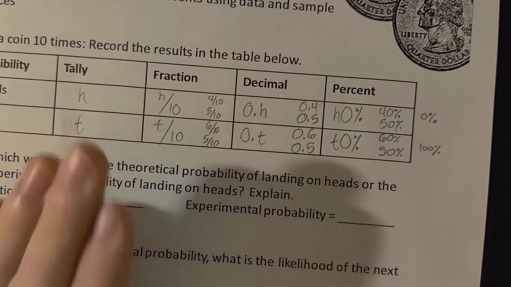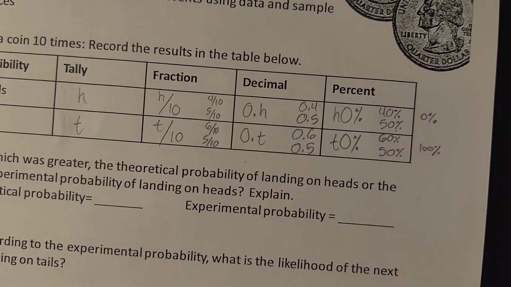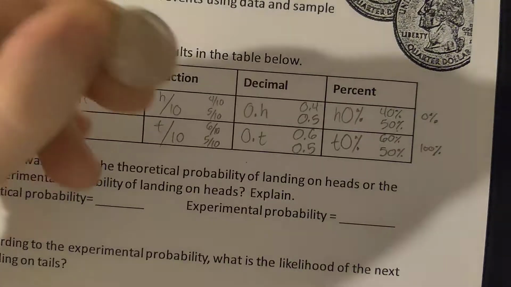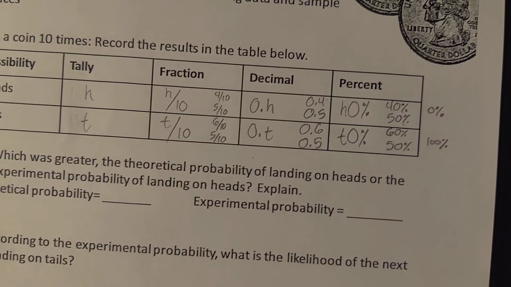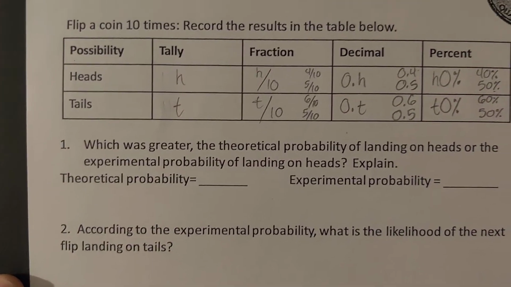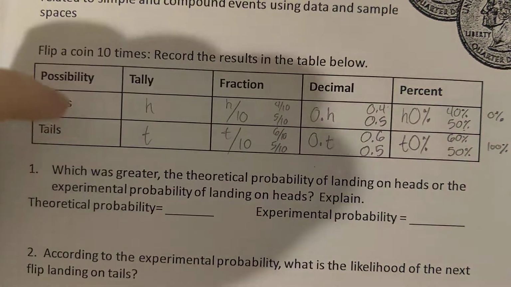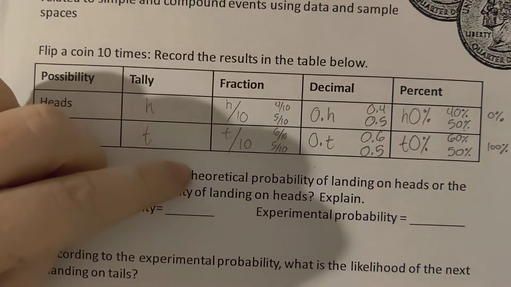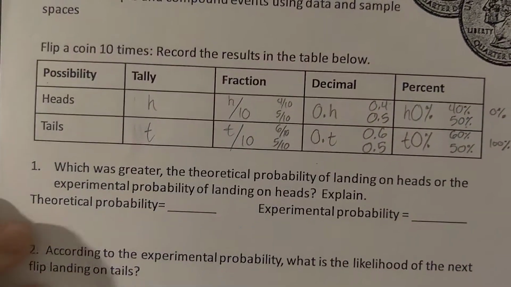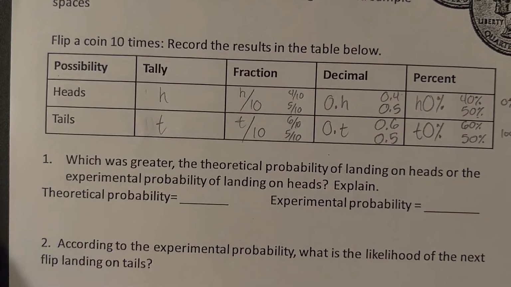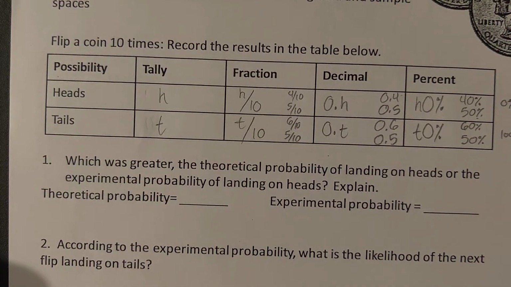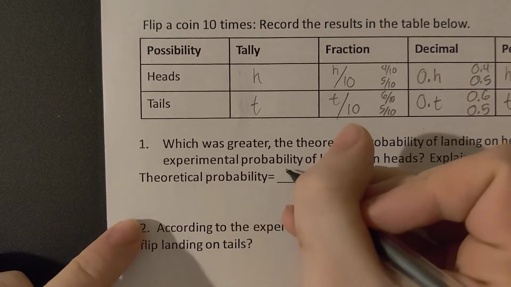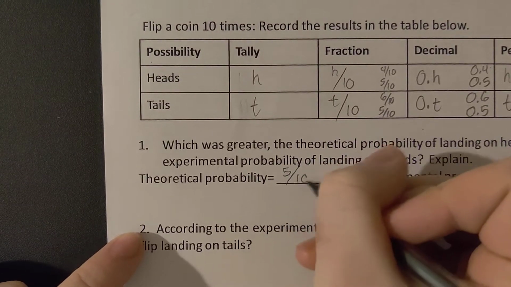Now, this is what we call experimental probability. This is what you got from an experiment. It's a repeated activity where you record your results. That's experimental probability. You'll also have theoretical probability. Whichever number is greater, the theoretical probability of landing on heads or the experimental probability? Well, your theoretical probability is what you'd expect. If you flip 10 times, how many heads would you think you would get? If it's a fair coin, you would expect to get 5 out of 10.